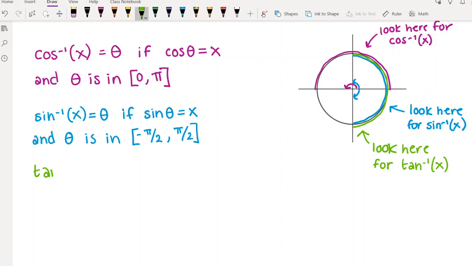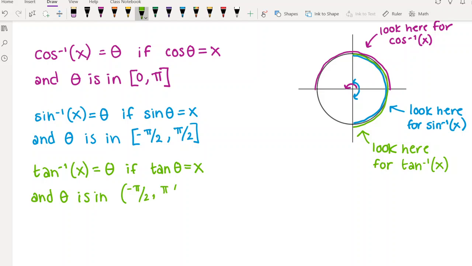So inverse tangent of x is equal to theta if tangent of theta is equal to x and your angle is in the interval from negative pi over 2 to pi over 2. Now I'll just use open parentheses because theta can't actually be pi over 2 or negative pi over 2, because then tangent would be undefined.